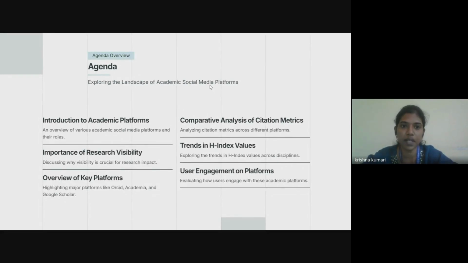The agenda of today's webinar is, first, we are going to see the various academic social media platforms and their roles in research and development. Then we will see the importance of research visibility and key platforms like ORCID, Academia, and Google Scholar, and how they play a major role. Then we will do a comparative analysis of citation metrics, because there are various metrics. Most of us are unaware of the H index values, so we will see what is meant by H index and how it plays a major role in research. And last, we will see how users engage with academic platforms and how to evaluate it. So this is the agenda of today's webinar.